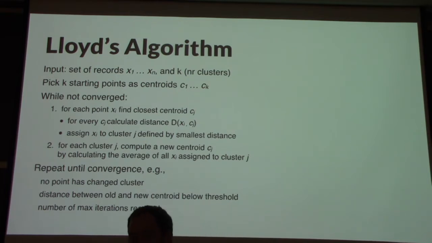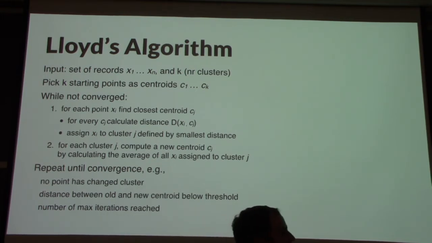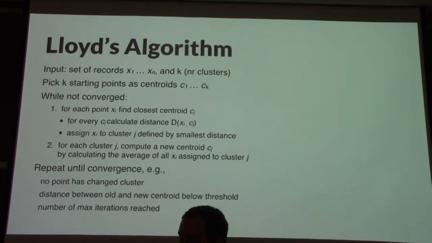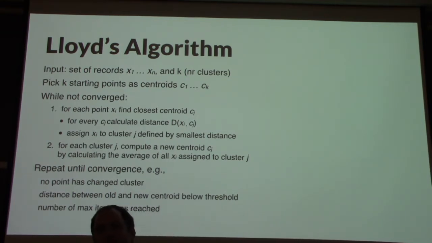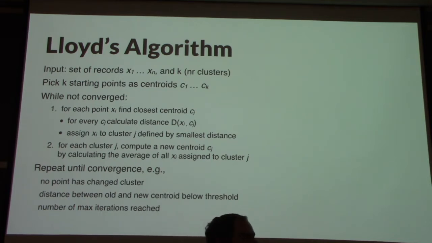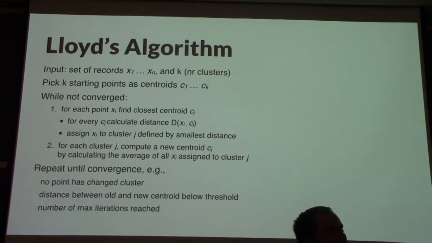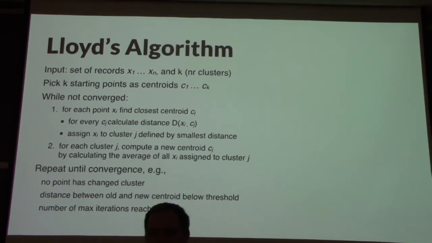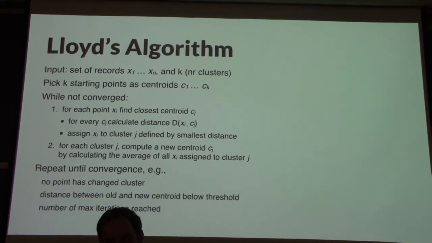I'll show this intuitively in a second. And then for each cluster j, compute a new centroid cj by calculating the average of all xi assigned to cluster j. So what it means is essentially for every given loop, I look at the set of points, assign each point to its closest centroid, and then I update my centroids so that the centroid is in the middle of the points that I've assigned to it.